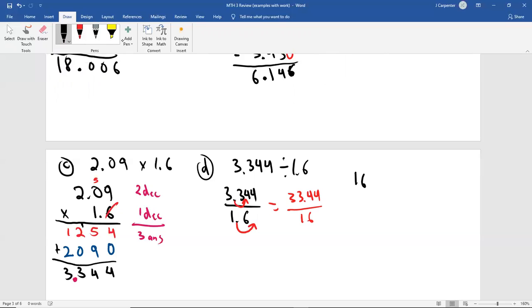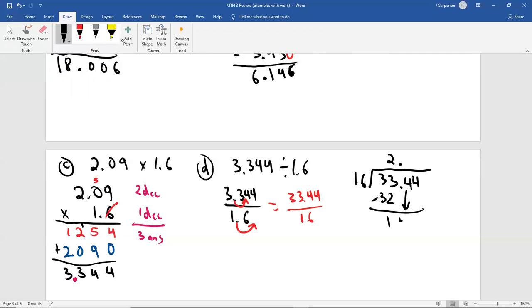So we'll put 16 on the left, 33.44 on the right. Now you might be wondering why I used these two particular numbers when you kind of saw them over here. Well, let's see what happens. 16 will go into 33 twice. Make sure you bring your decimal up. 2 times 16 is 32. Subtract and you get 1.